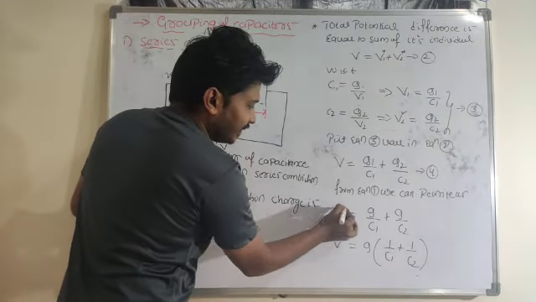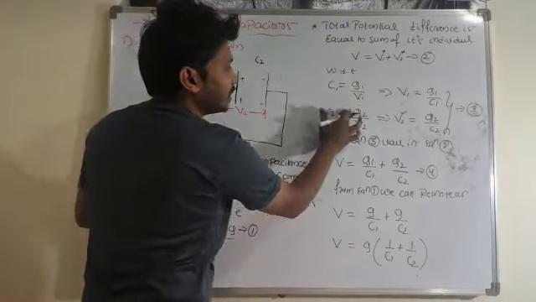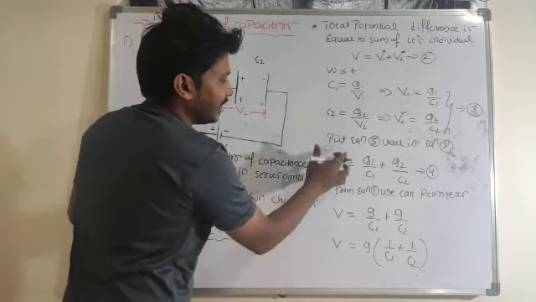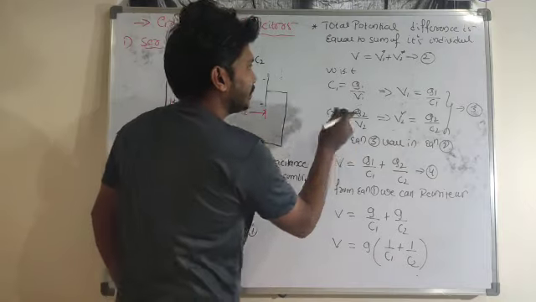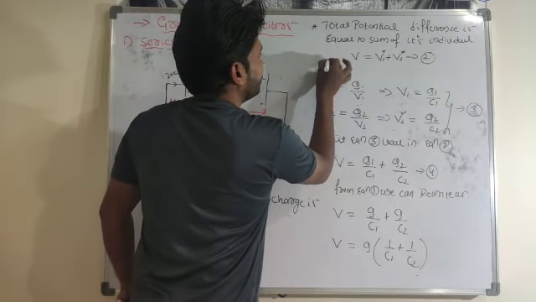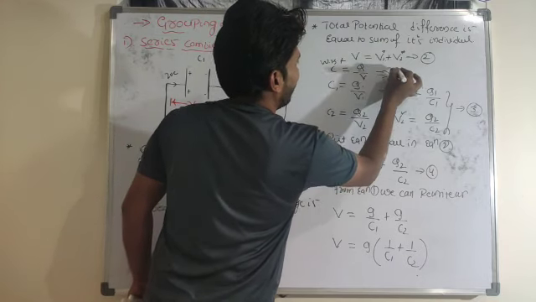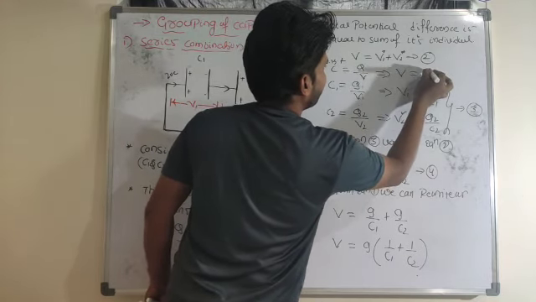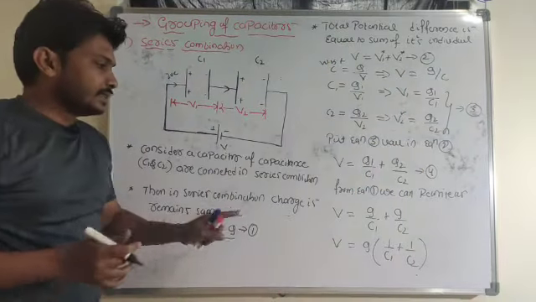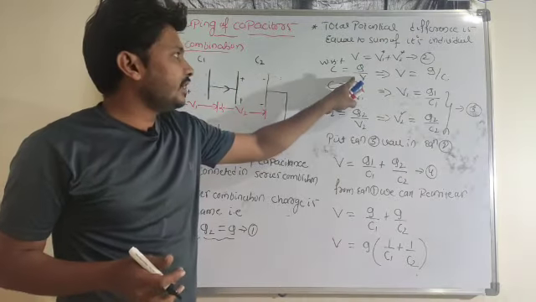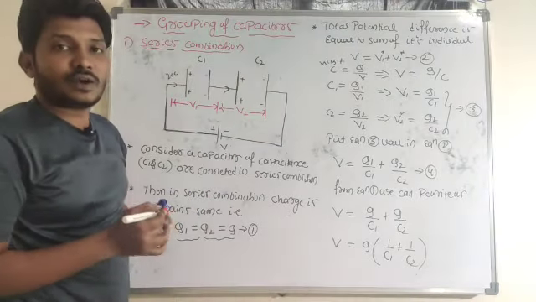So C1 is equal to Q1 by V1, and C2 is equal to Q2 by V2. In a similar way, V is equal to Q by C. Look here, I would like to write this equation first: C is equal to Q by V, or V is equal to Q by C. So effective capacitance in series combination.